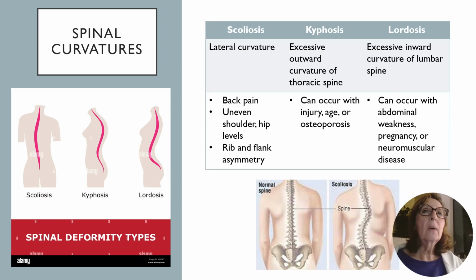When you're talking about kyphosis, this can happen with injury, but mostly with age and or osteoporosis. And this kyphosis is more curvature of the thoracic spine. Now, your lordosis is an excessive inward curvature of the lumbar spine. It can occur with abdominal weakness. You'll see this a lot in ladies with advanced pregnancy, and also some neuromuscular diseases can produce lordosis.